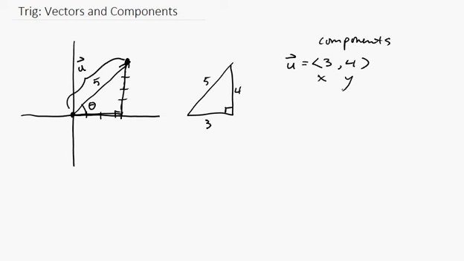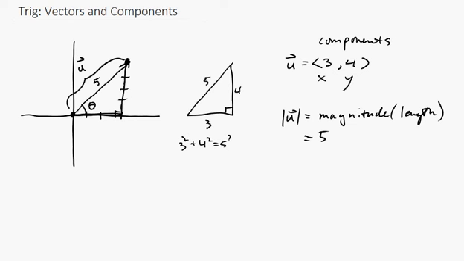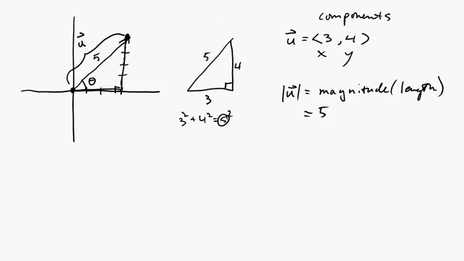If I ever write absolute value signs around the vector, that is the magnitude, or basically the length. So in this case, that would be 5, because it's a 3, 4, 5. 3 squared plus 4 squared equals 5 squared. So that's why it's 5. And so we need to be able to convert between the two.